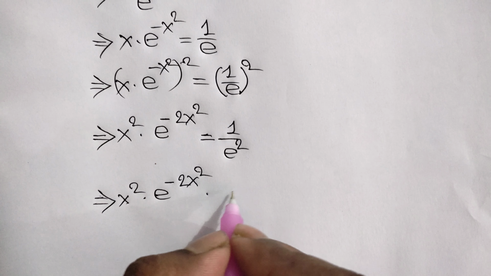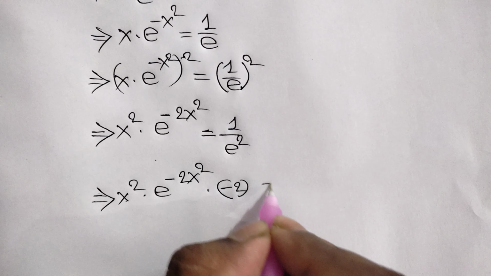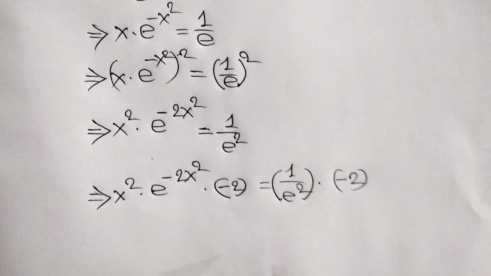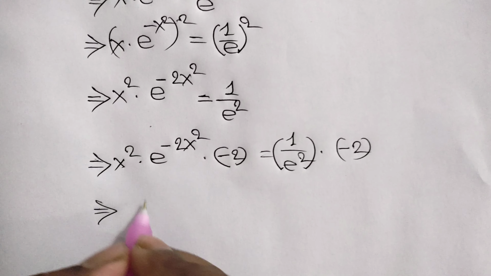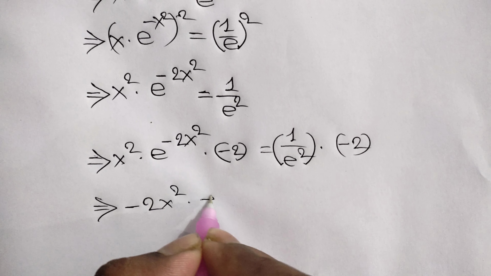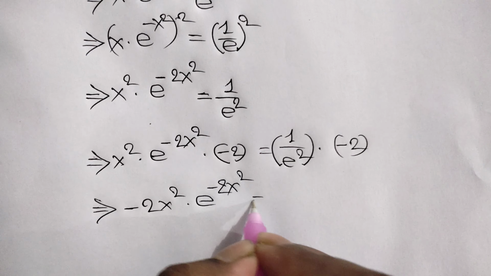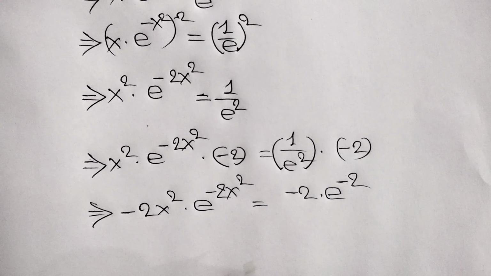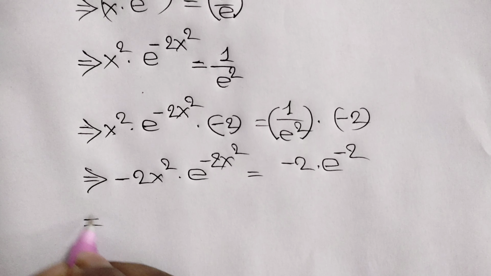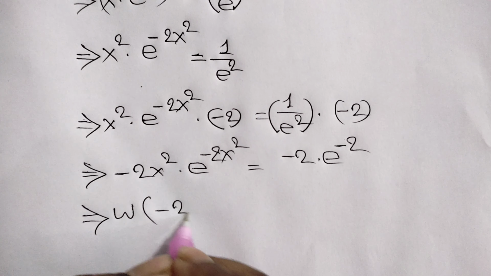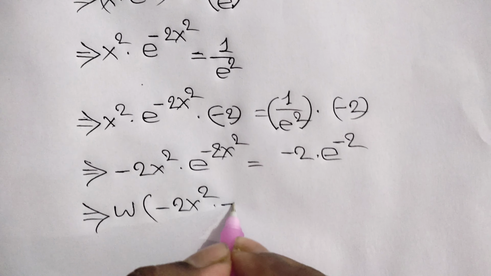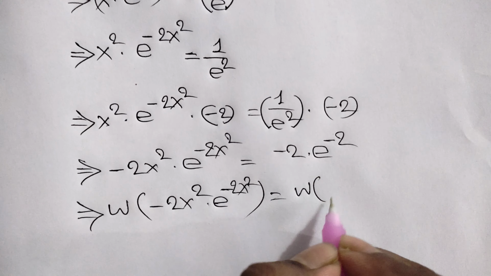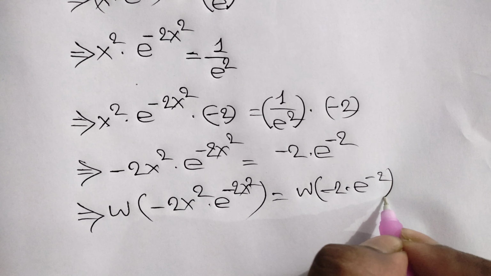Now multiplying both sides by negative 2, we can write negative 2 times 1 over e square. Or here we will get negative 2x square times e to the power negative 2x square is equal to negative 2 times e to the power negative 2. Now taking the Lambert W function, we can write W of negative 2 times x square times e to the power negative 2x square is equal to W of negative 2 times e to the power negative 2.